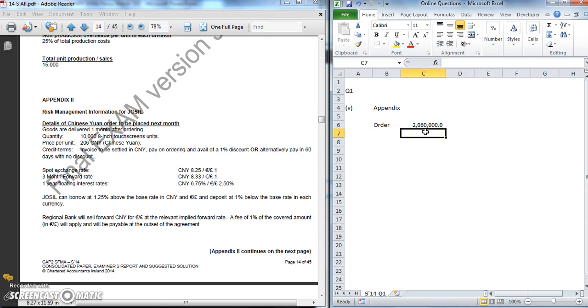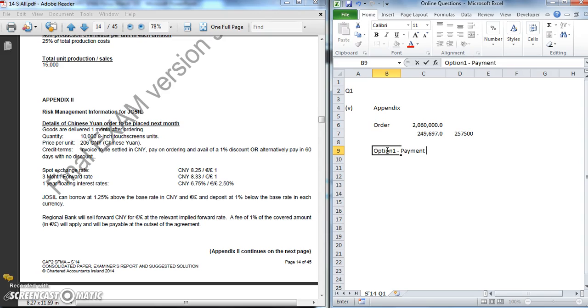Because in euro terms, based on the current spot rate of 8.25, it will cost us approximately 250,000. But if the Chinese yuan increased or appreciated as it did before to 8, it would actually cost us 257,000. So again, the more Chinese yuan appreciates, the dearer it's going to be for Jostle in euro terms. So the first alternative we look at, so we look at option 1.